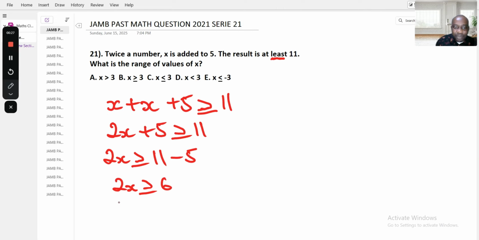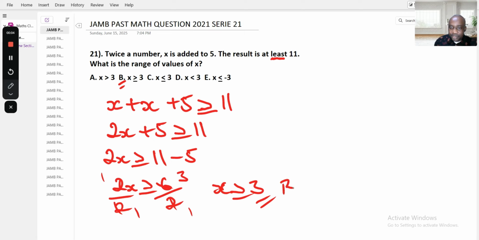Now, let's divide both sides by 2, the coefficient of x. Here 2, here 2. 2 here 1, 2 here 1. How many 2 can we see in 6? 3. Our final answer is going to be x less than or equal to 3. Do we have the answer there? Yes, our answer is B. Let's move to the next question.